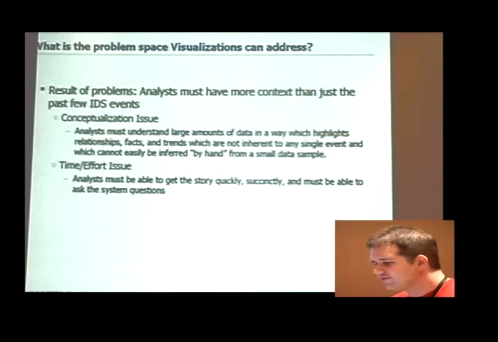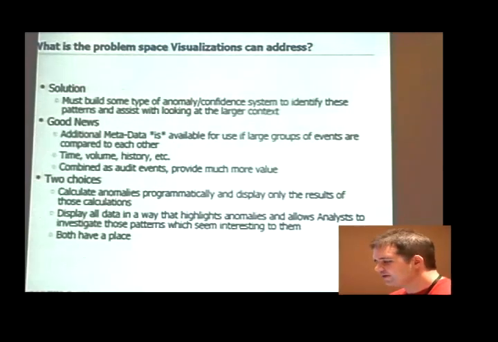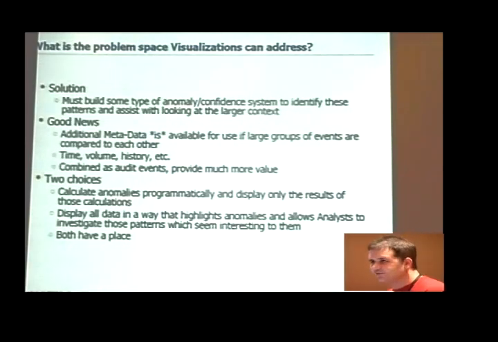So human analysts have to be able to conceptualize what's going on, and it has to be quick and it has to be easy. So what you're building to do that is some sort of an anomaly, like a confidence system to look at the patterns and a system to look at the context. I see this one event, I don't have much confidence in its goodness, its badness. If I look at 7 days worth or a month's worth or 2 months worth, suddenly I start to have context in what I'm looking at.